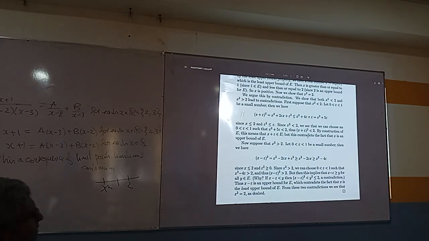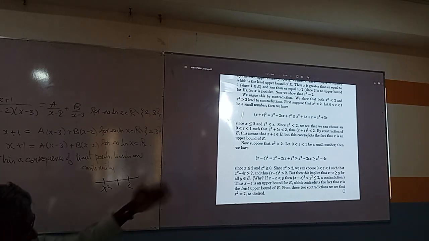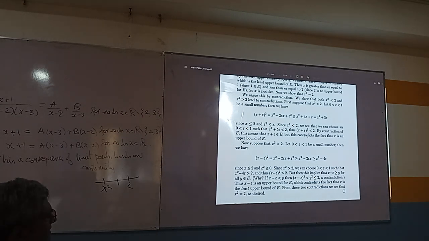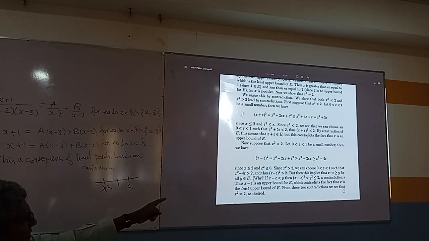Then we have x minus epsilon whole thing squared is x squared minus 2 epsilon x plus epsilon squared, greater than or equal to x squared minus 2 epsilon x, right? Because epsilon squared I removed. Again here he has said minus 2 epsilon x is greater than minus 4 epsilon because x is less than or equal to 2, right? Since x is less than or equal to 2 and epsilon squared is greater than or equal to 0.